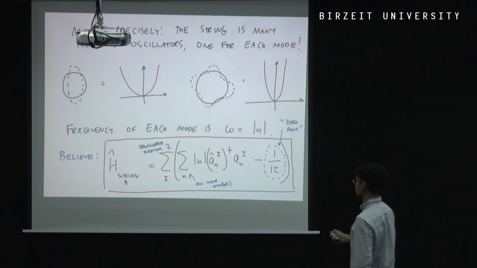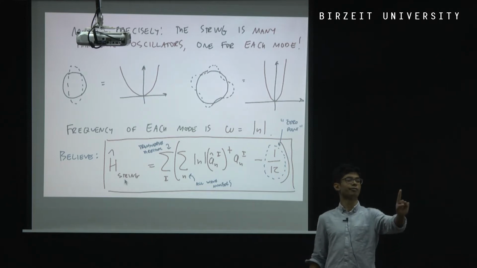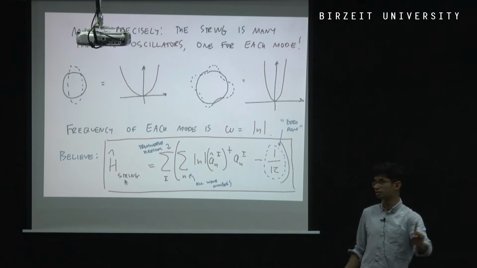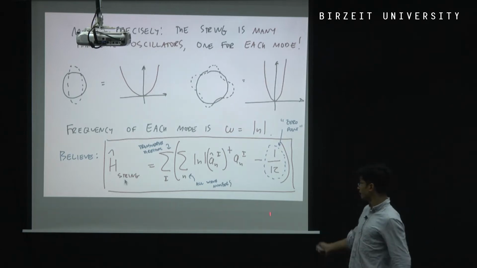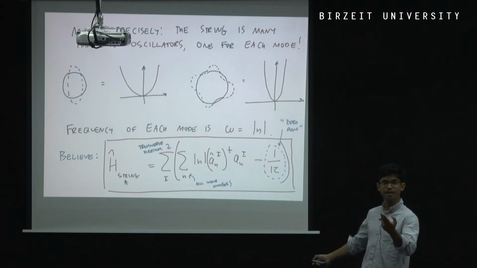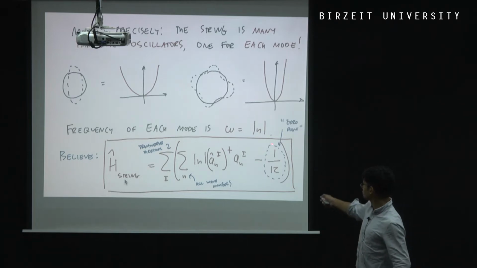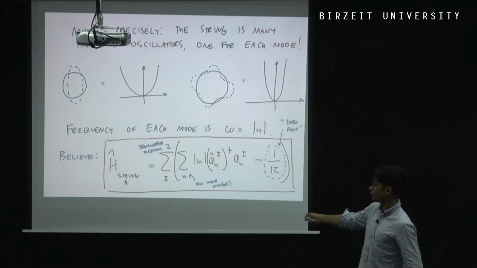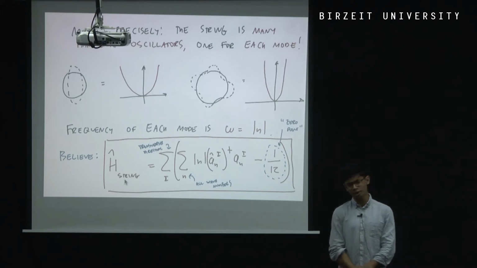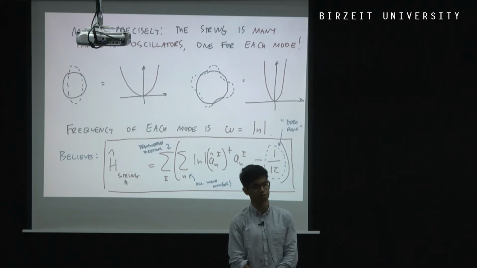And finally, there's one more thing. In the simple harmonic oscillator, I had a plus half, right? It turns out the plus half works differently for the string. Instead of having a plus half for each mode, if you sum the plus half over each mode, you end up getting minus 1/12 for each dimension. This might surprise you a lot, because how can you possibly sum half over a bunch of stuff and get minus 1/12?